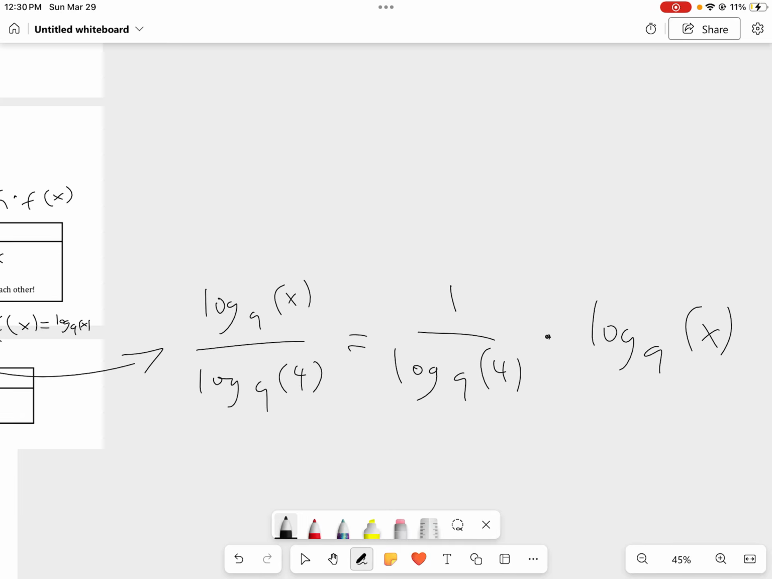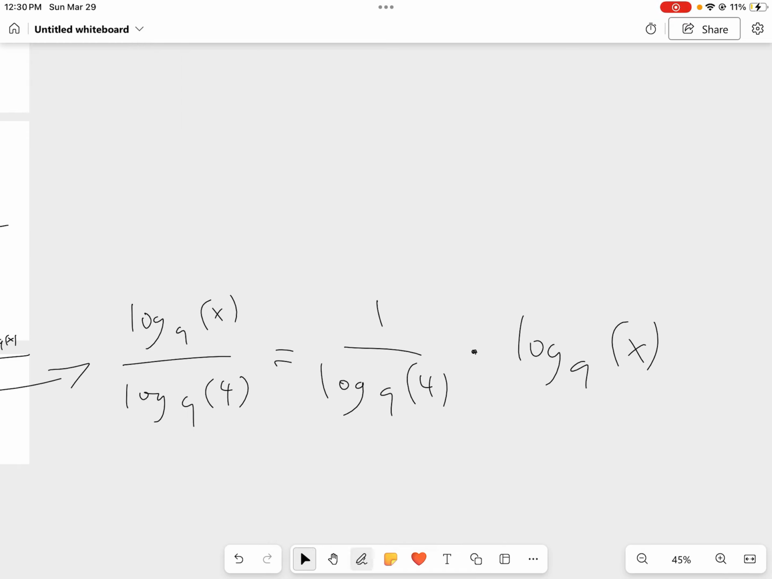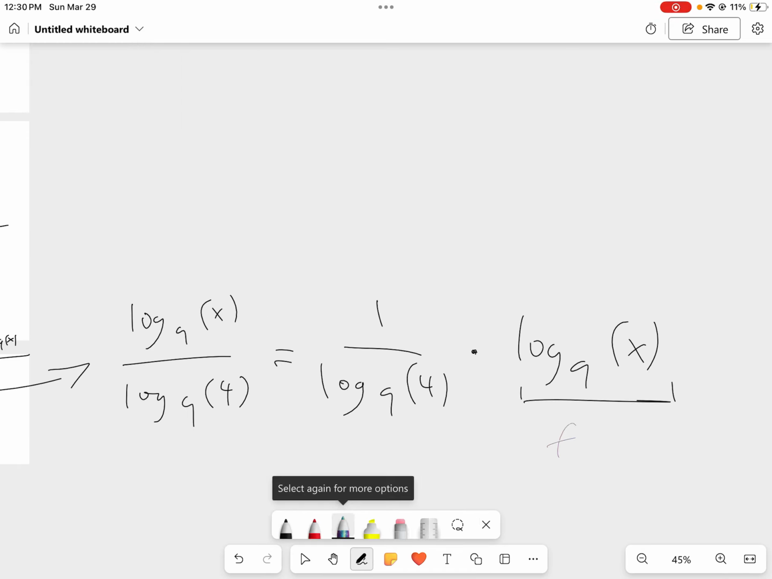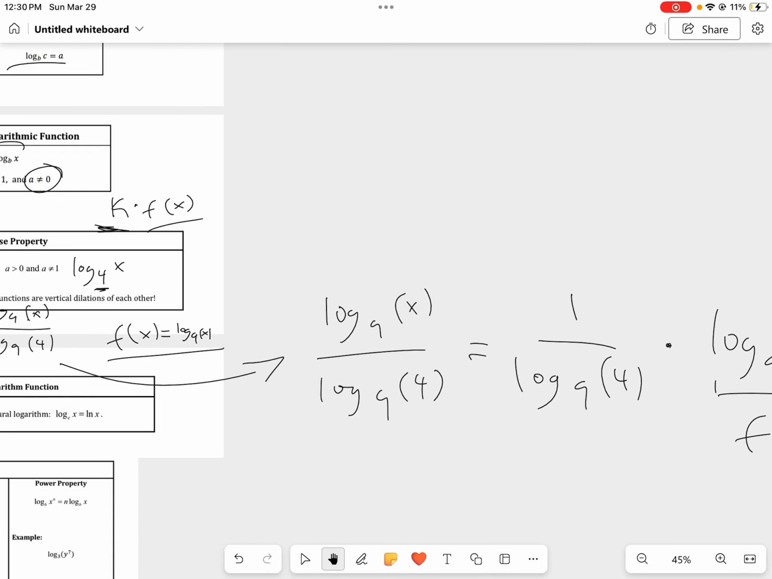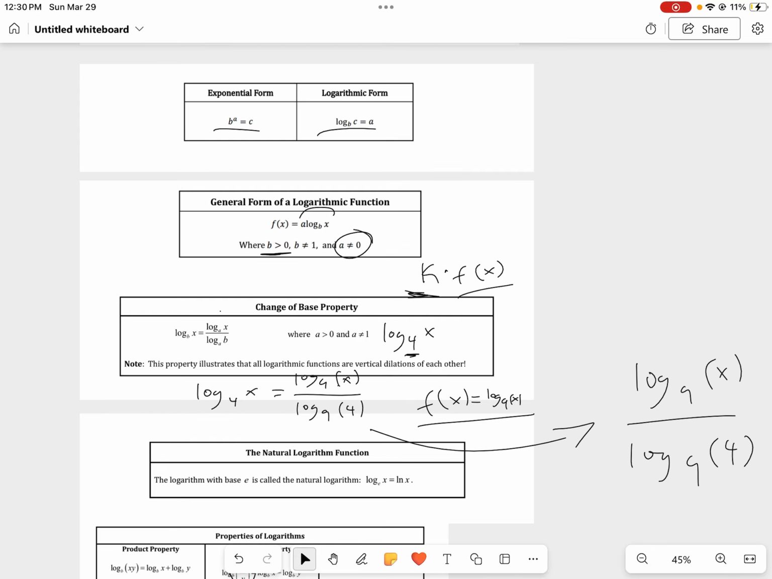And what we have here is it's asking us to do f of x times k, and it tells us that f of x needs to be log 9 of x, and we have log 9 of x, so this will be f of x, which is what we determined before, and this will be k, what it's multiplying. So that's k, that's f of x. That's how you use this as well.